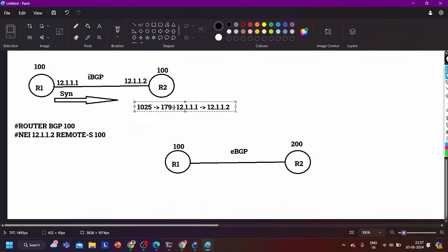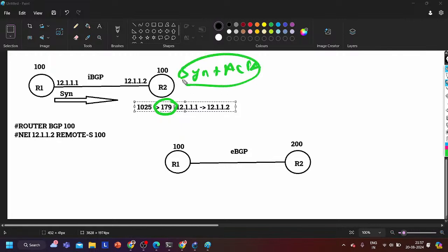The TCP protocol will check the destination port number. Destination port number is 179. Now, if this service is enabled on router number 2, then it will generate what? SYN plus ACK. If this service is not enabled on router number 2, it will send the reset message. As you know, this is the process of the three-way handshake. So let's say I have configured BGP on router number 2 also. So BGP port number 179 is enabled over here.